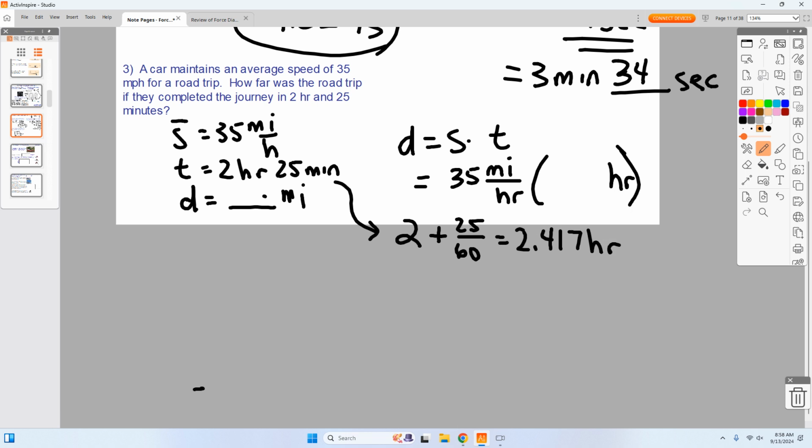There's 25 minutes, there's 60 minutes an hour, so I just take 2 plus 25 over 60, and that would give me the amount of time as a decimal. Then I just simply multiply that by 35. And that would give me about 84.6 miles.